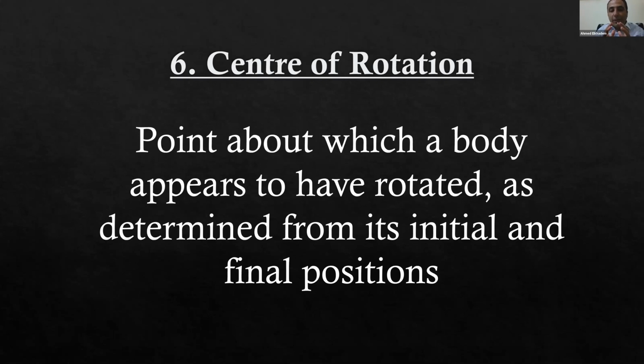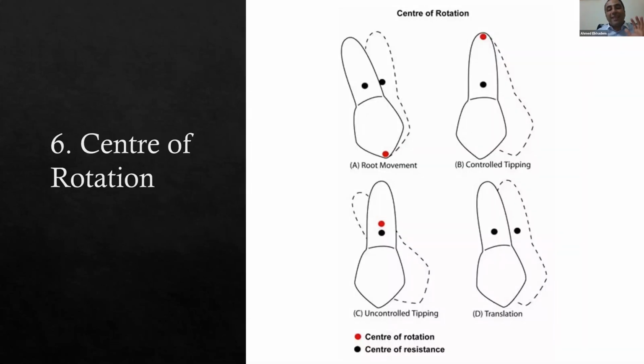So the center of rotation, you know where it is when you draw the tooth initially, and when you draw the tooth after being moved under force, then you would see the point about which the tooth rotated. So the center of rotation, the point about which the tooth rotates, dictates the type of the tooth movement. And we have 4 major tooth movements. One is called root movement, which is the torque. One is called controlled tipping. One is called uncontrolled tipping. And one is called bodily movement or translation.